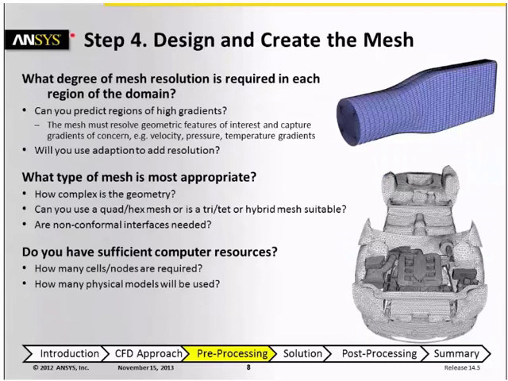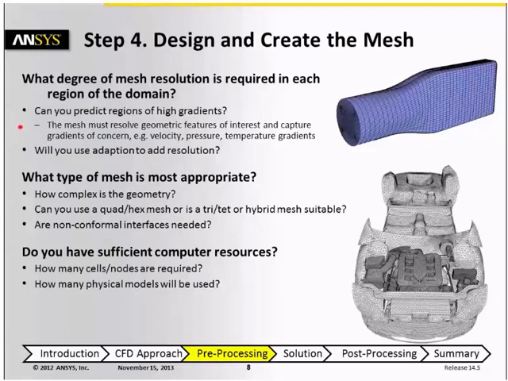After the geometry has been created, the final pre-processing step is that of creating the mesh. The mesh needs to be created in such a way that the grid points are close enough together to predict regions of high gradients in the flow or temperature fields, and also such that the grid points are close enough to resolve geometric features of interest.